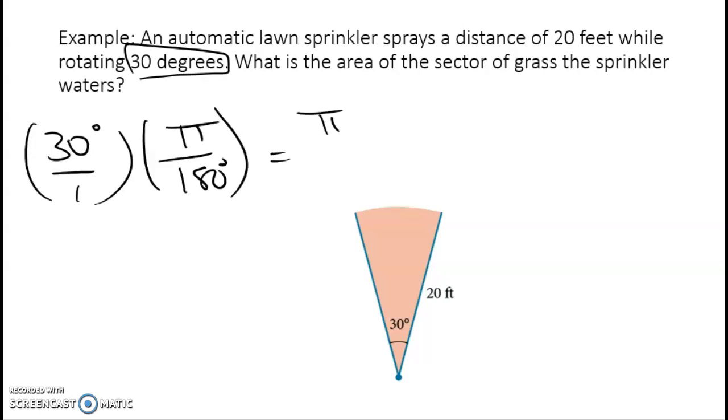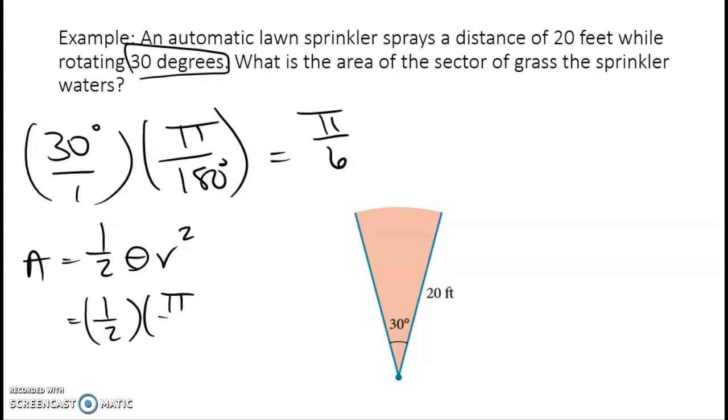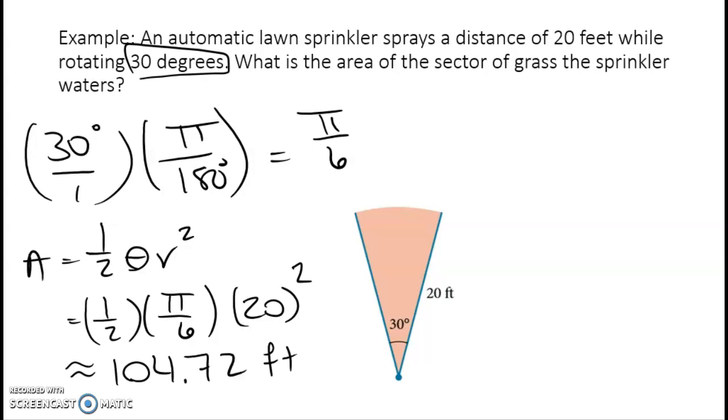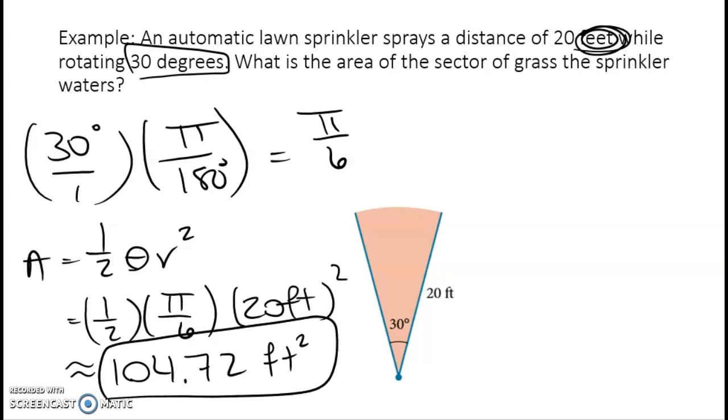Okay, so this will give us pi over 6. Now we can use our formula. So this would be 1/2 times pi over 6 times 20 squared. Say roughly this would be 104.72 feet squared. And its feet is right here. It got squared when we squared the 20. We could have written feet right inside here. But this would be your final answer.